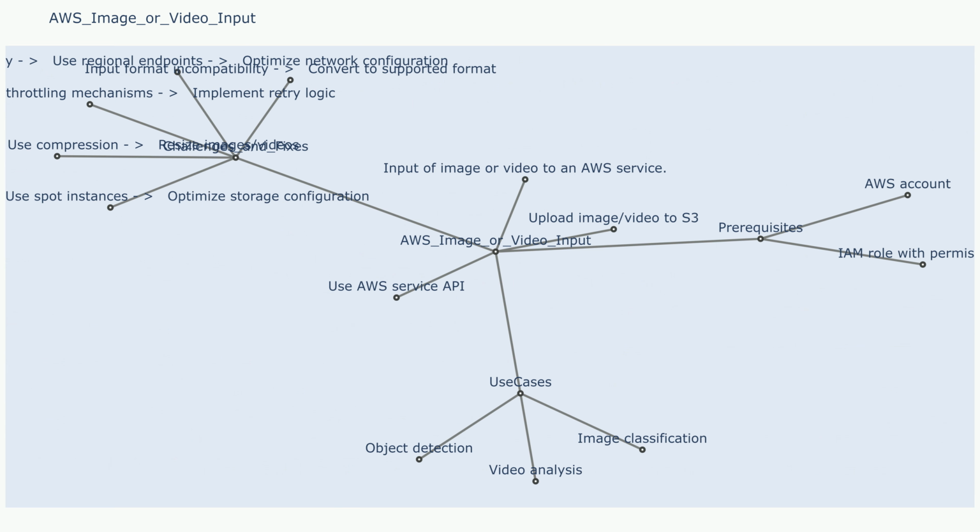Cost optimization. You can optimize the cost of your image or video processing by using cost-effective AWS resources. Use spot instances. Consider using spot instances for your compute resources. Spot instances are a cost-effective way to run your applications. Optimize storage configuration. Choose the right storage class for your S3 bucket. For example, if your images or videos are rarely accessed, you could use the S3 Glacier storage class to reduce storage costs.